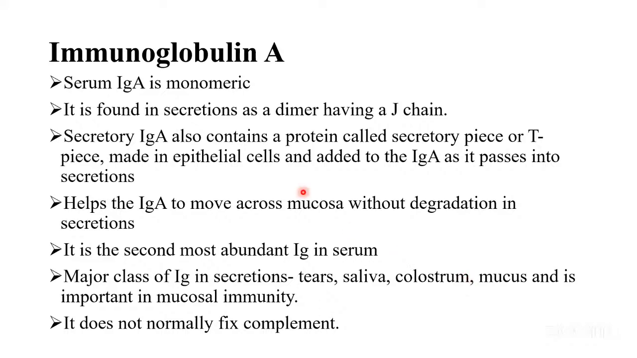The secretory piece helps the IgA to move across the mucosa without degradation into the secretions. And then it is the second most abundant immunoglobulin, and is the major Ig class in secretions. Secretions could be tears, could be saliva, could be colostrum, could be mucus, could be those mucoid fluids in the body. And it is important in mucosal immunity.